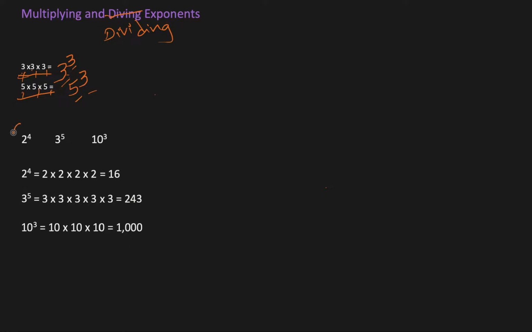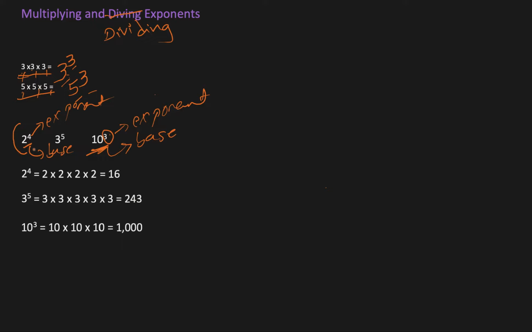So let's look at this example here, which is 2 raised to 4. In this case 4 is called the exponent and 2 is called the base. Again, looking at this expression, which is 10 raised to 3, in this case 3 is called the exponent and 10 is called the base. And it's easy to remember this.